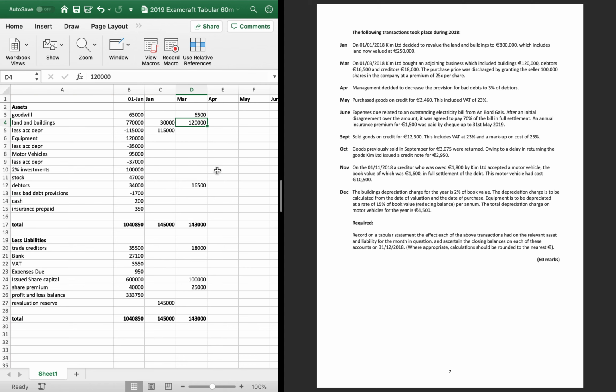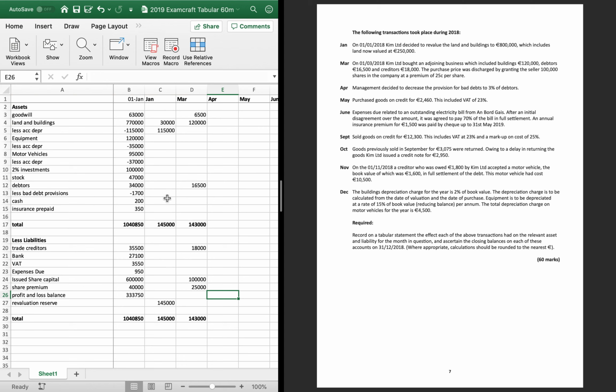Now, next one, April. Management decided to decrease the provision for bad debts to 3% of debtors. So we know in question one, anytime there's a change in bad debt provision, that affects the bad debt provision, and then the change will go into profit and loss. If it's a decrease, it's a plus. It's an income, so it'll add to our profit. If it's an increase in bad debt provision, that's an expense, so it reduces our profit. So the first job is to work out what the change in bad debt provision is.